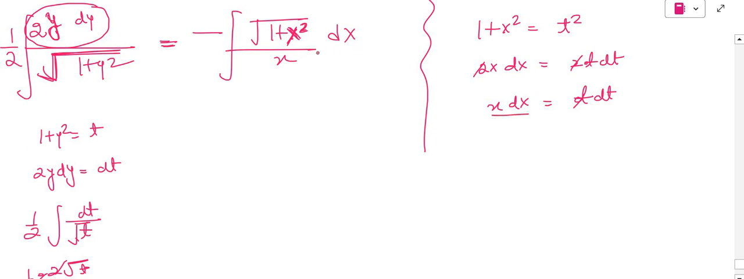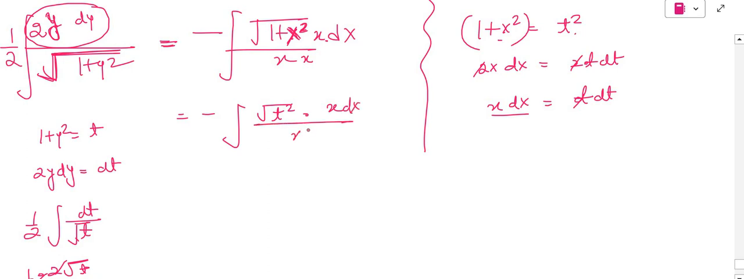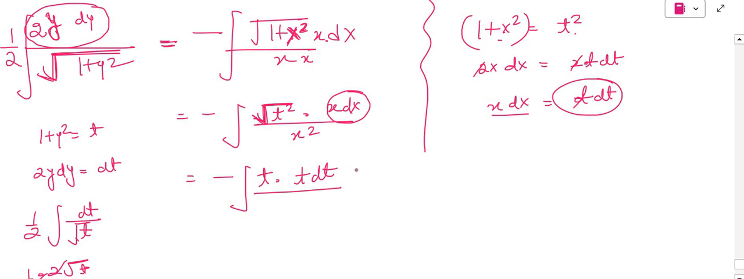Here we need x dx. Okay, so can I multiply up and down by x purposely? So I got minus of root, this is what? 1 plus x square is t square. Correct? This is x dx by x square. So minus of, what is root of t square? It is t only. And what is x dx? x dx is t dt. Do it carefully, don't lose it.